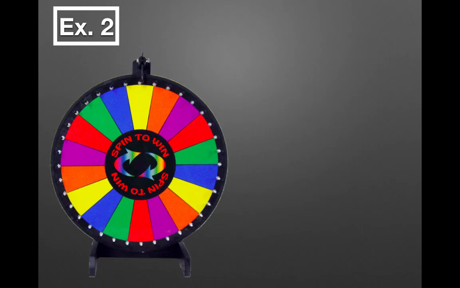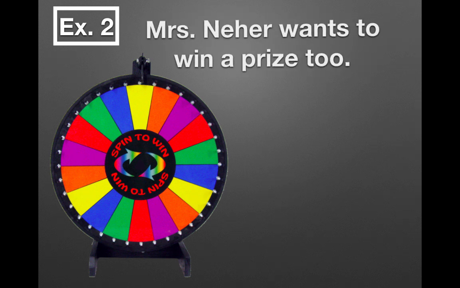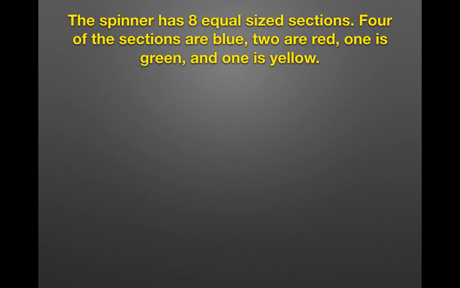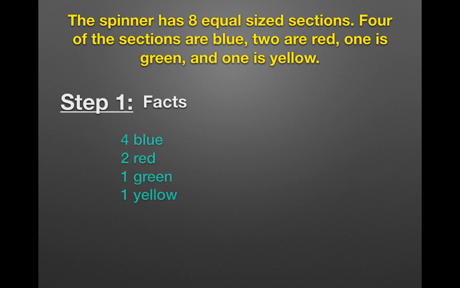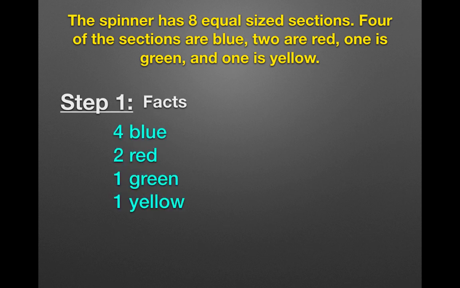All right, so we're going to do example 2 now, and I'm going to join in on the games here. I want to win a prize. Mrs. Neer wants to win a prize too, but here's my competition. I'm going to be spinning a spinner. The spinner has 8 equal sections. 4 of the sections are blue, 2 are red, 1 is green, and 1 is yellow. We're going to go through all of our steps. So step 1, what are the facts? The facts are we've got 4 blue, 2 red, 1 green, and 1 yellow section. That adds up for a total of 8 sections.